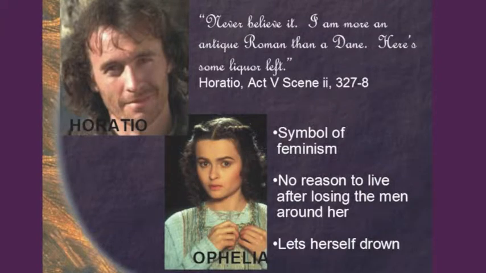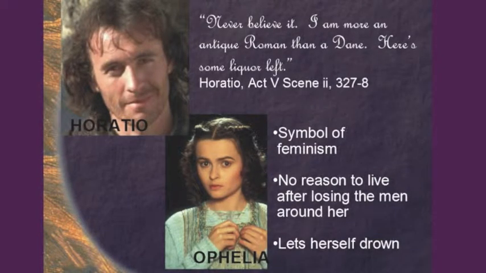With the nearing death of Hamlet at the end of the play, Hamlet's faithful friend, Horatio, becomes determined to die alongside Hamlet.